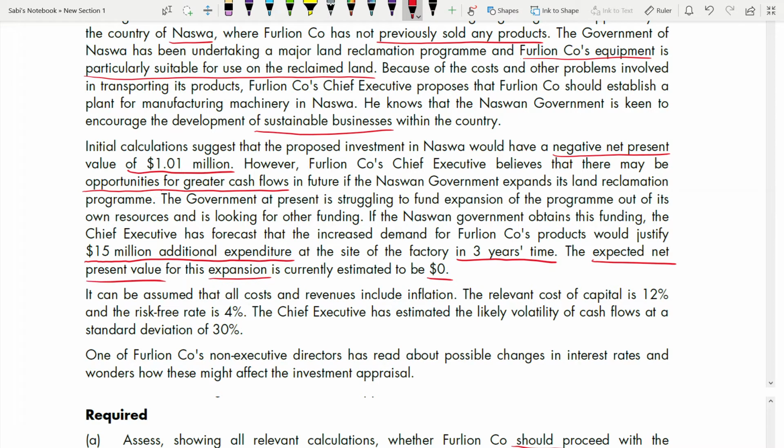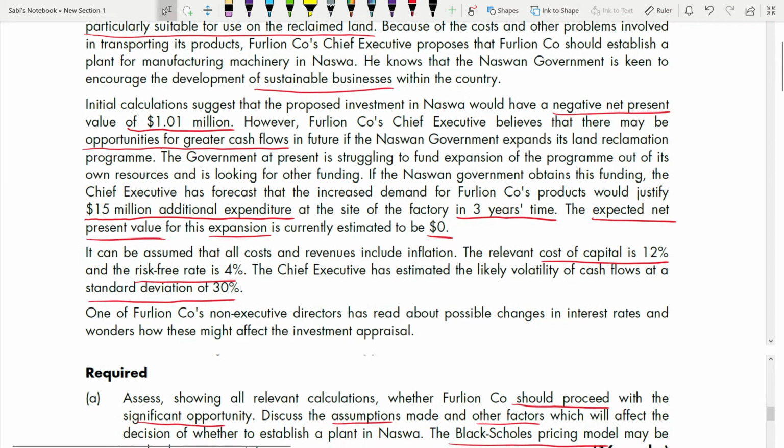Coming to the third para, it can be assumed that all costs and revenues include inflation. The relevant cost of capital is 12%. The risk free is 4%. Chief executive has estimated that the likely volatility of cash flows at a standard deviation at 30%. Standard deviation is 30%. Okay. So you can see that we are having all the 5 elements to calculate our Black-Scholes option pricing model, to use it.